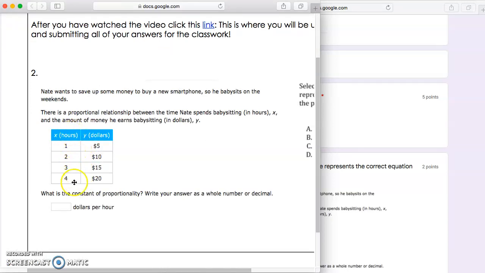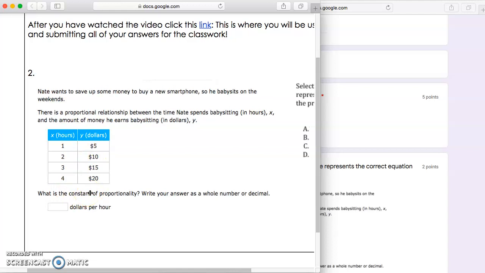So if we look at this table, we know that the constant of proportionality is 5, because if I'm looking at all of my x values, I am multiplying all of my x values by the same number, which is 5. So for example, 1 times 5 is 5, 2 times 5 is 10, 3 times 5 is 15, 4 times 5 is 20. There's a constant proportionality here because it's getting multiplied by the same number.